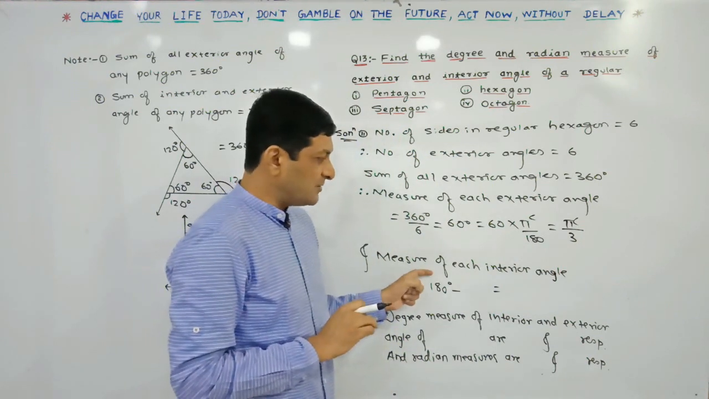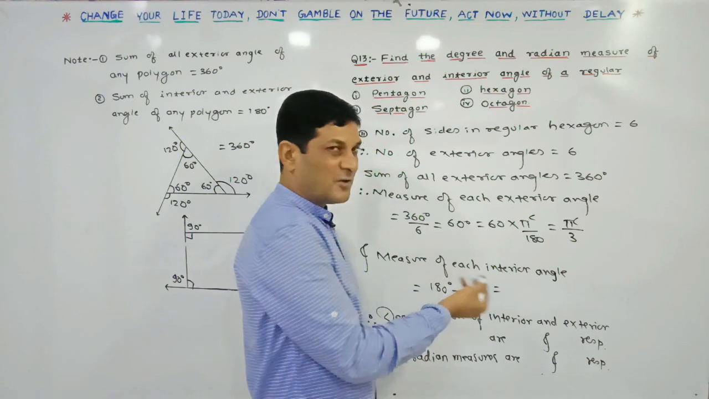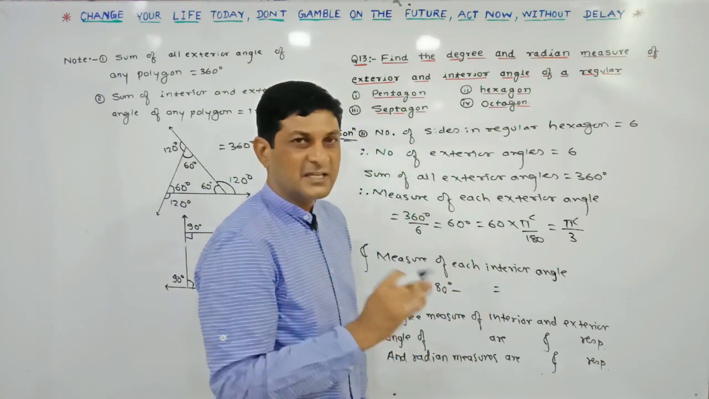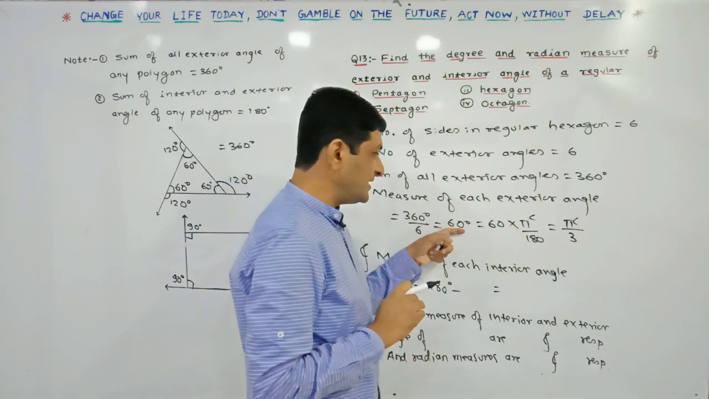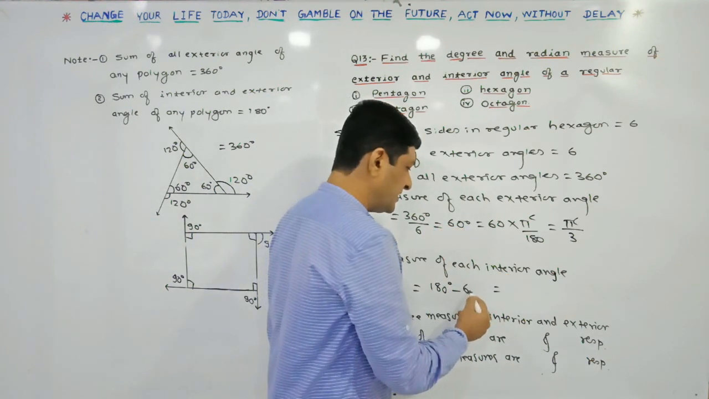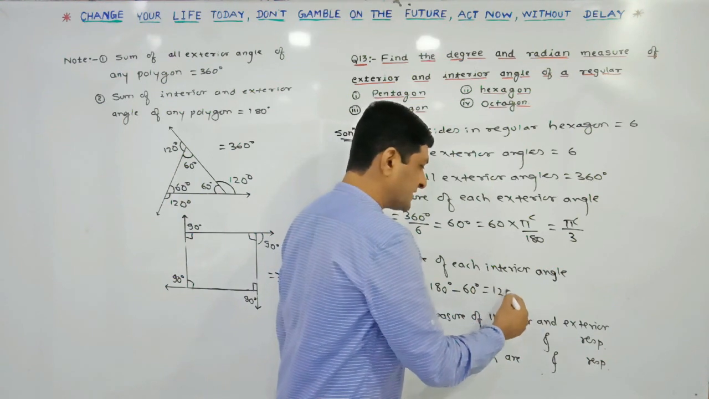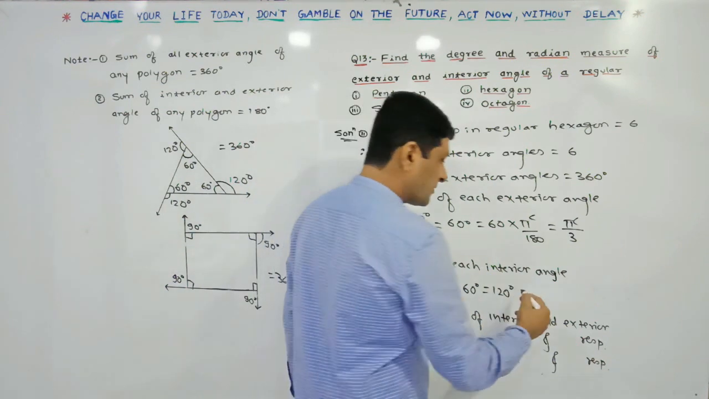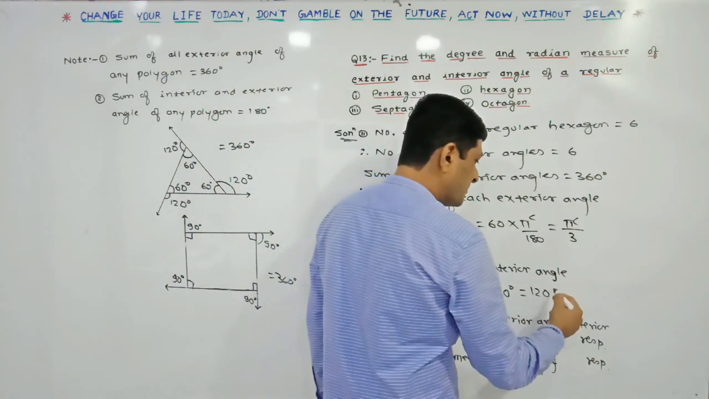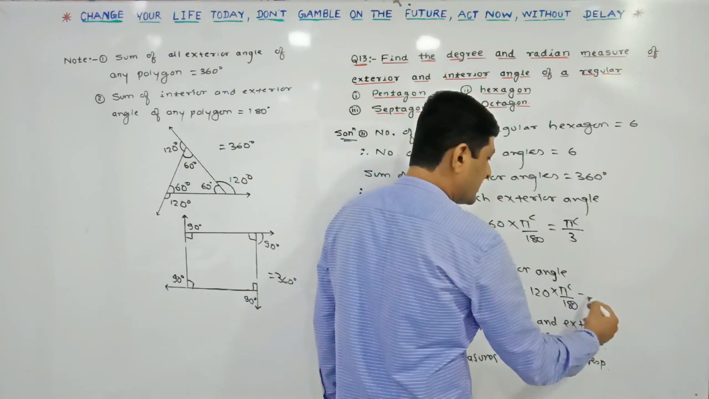Now find out the measure of the interior angle. We have already seen that the sum of interior and exterior angle is 180 degrees. So to find the interior angle, subtract this exterior angle from 180. The result we are getting is equal to 120 degrees. So the degree measure of the interior angle is known to us. To find out radian measure, just simply multiply it by what? Pi by 180. Degrees will get converted into radians.